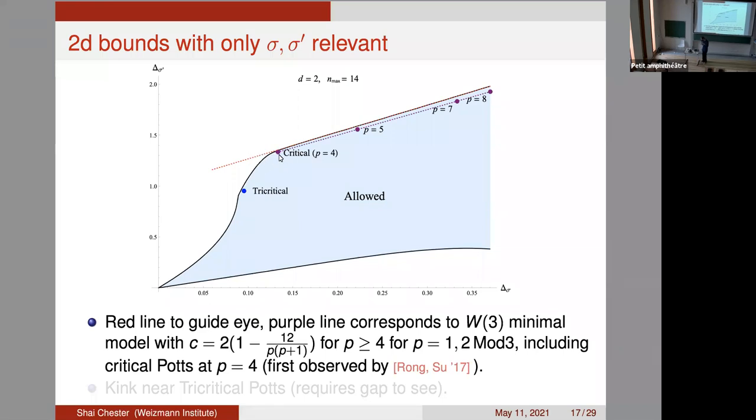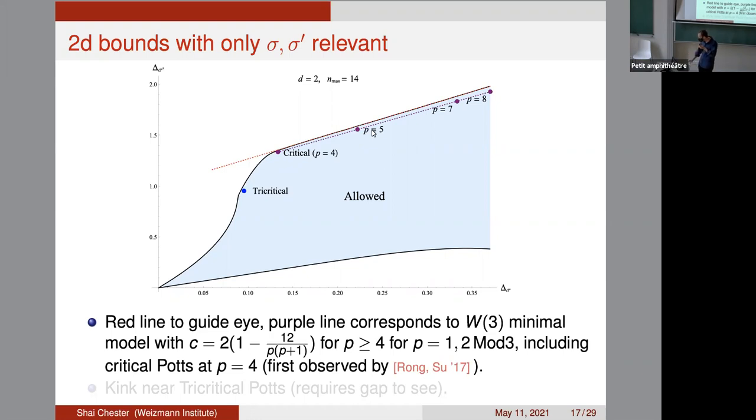There's a third interesting fact, which is that you see not only the critical Potts model, which is the lowest member of this W3 family, but you actually seem to see every member of this W3 family. And this is something which was first pointed out by Ning Su and his collaborator in 2017.